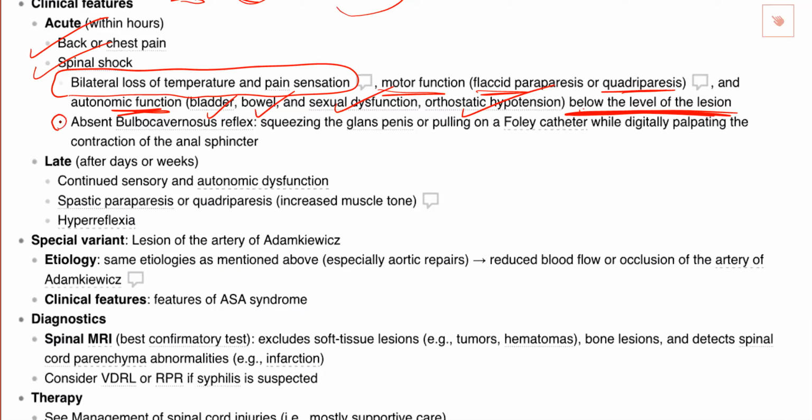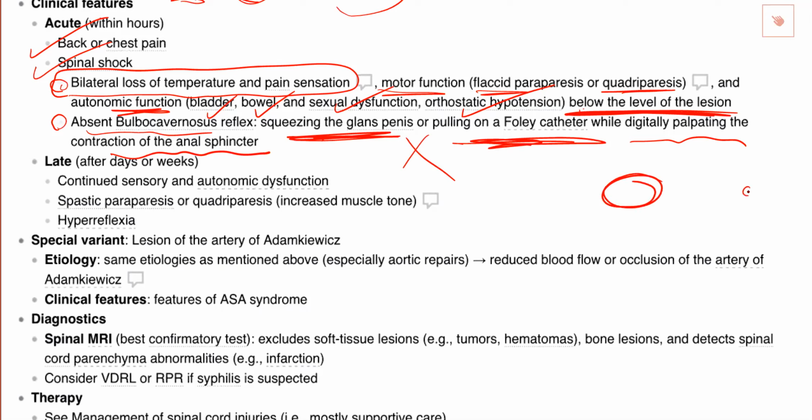Also, we will find an absent bulbocavernous reflex. What is the bulbocavernous reflex? Squeezing the glans penis or pulling on a Foley catheter while performing digital palpation of the anal sphincter contraction. This is the bulbocavernous reflex, which will be absent. Normally, when we squeeze the glans penis, we will find contraction of the anal sphincter.